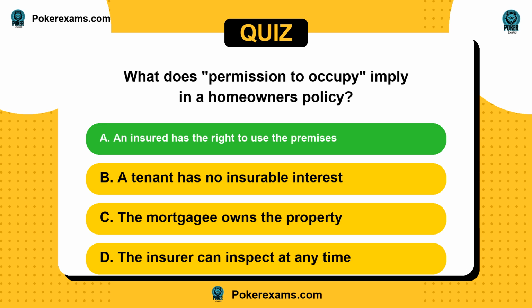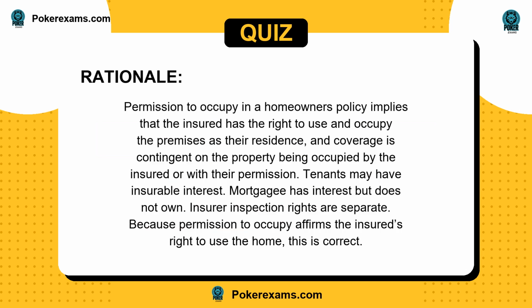The answer is A. Permission to occupy in a homeowner's policy implies that the insured has the right to use and occupy the premises as their residence, and coverage is contingent on the property being occupied by the insured or with their permission. Tenants may have insurable interest. Mortgagee has interest but does not own. Insurer inspection rights are separate. Because permission to occupy affirms the insured's right to use the home, this is correct.